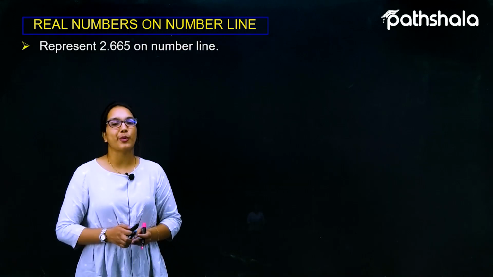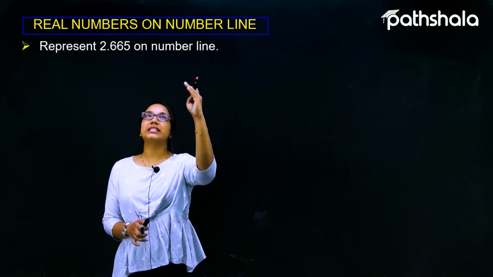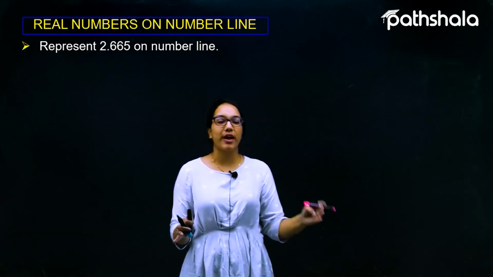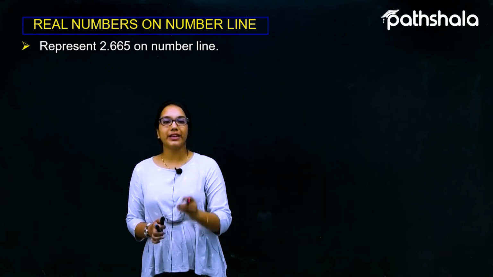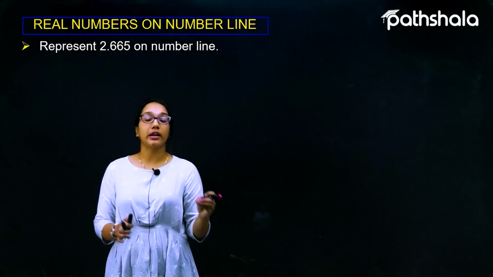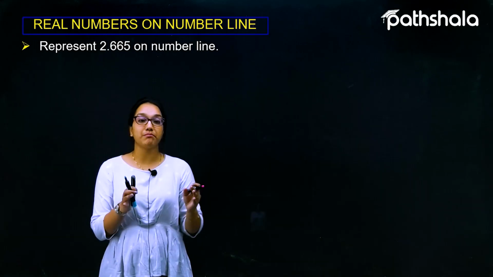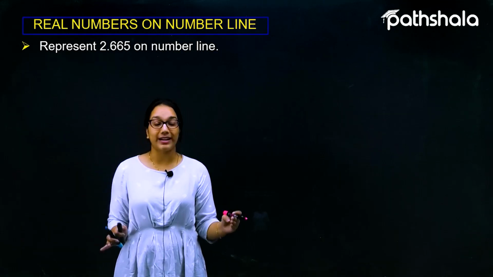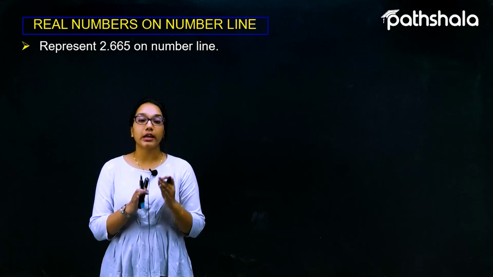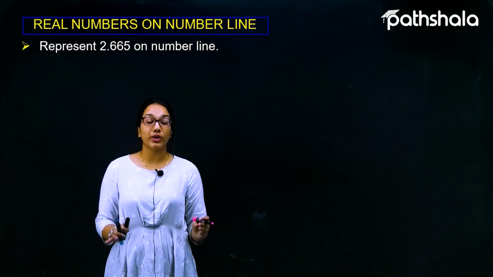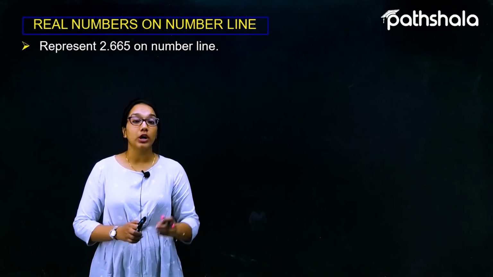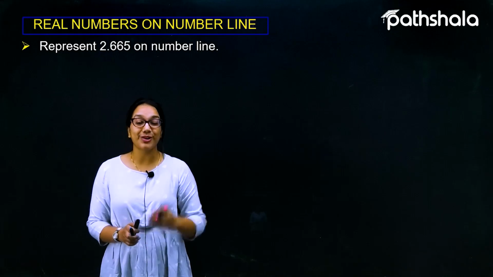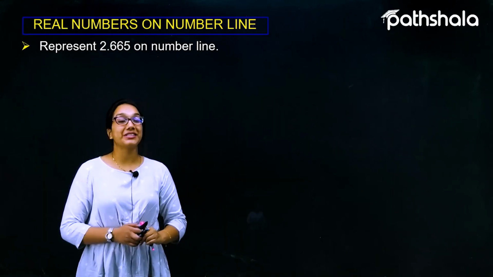Let us suppose I'm talking about a question that asks us to represent 2.665 on the number line. We just want to represent 2.665 on the number line. As we know, in between any two rational numbers there are infinitely many rational numbers, and the same concept holds for irrational numbers: in between any two numbers there are infinitely many irrational numbers. So it seems quite an impossible task to represent any particular number on the number line, but today we are doing it. Let's start with representing 2.665 on the number line.